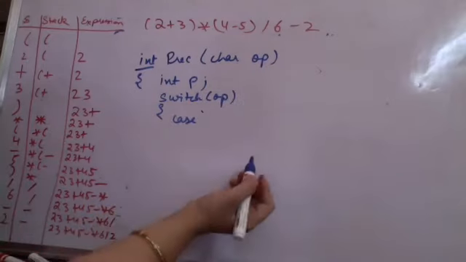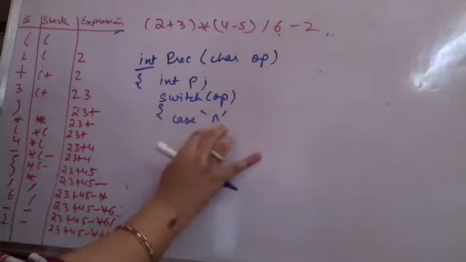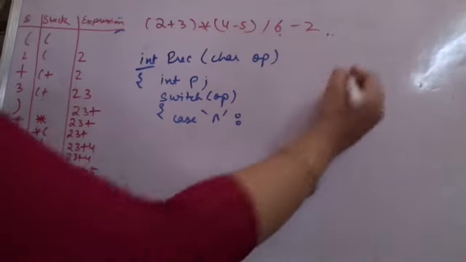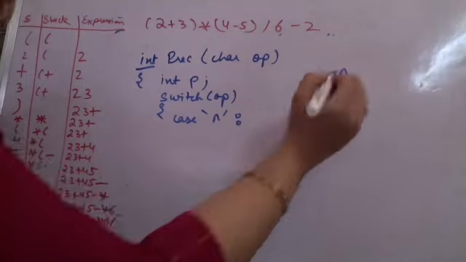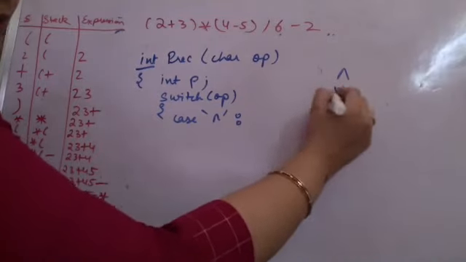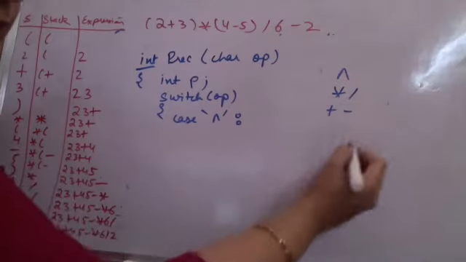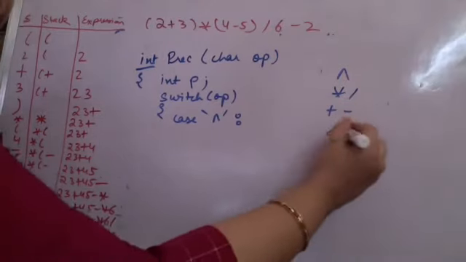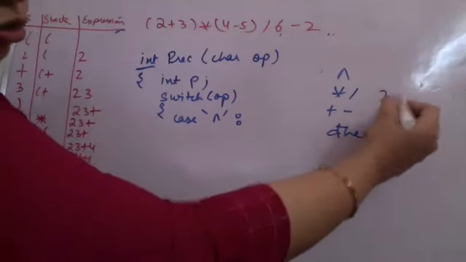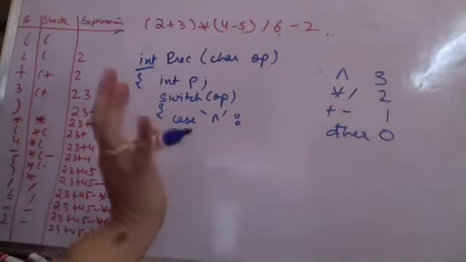Case, what operators do I have? Power. This is having the highest precedence. How many operators are there? Let me tell you. This is the power exponential operator. Then I am having, say, multiply and divide. Then I am having plus minus, and I am having other operators supposedly. Okay? So I am taking precedence 1, 2, 3, and 0. This is all I am taking here.